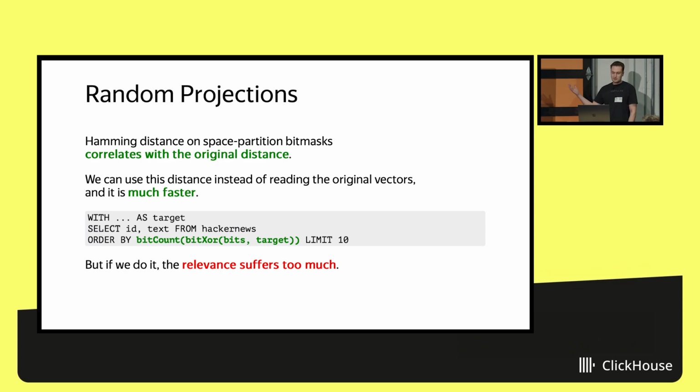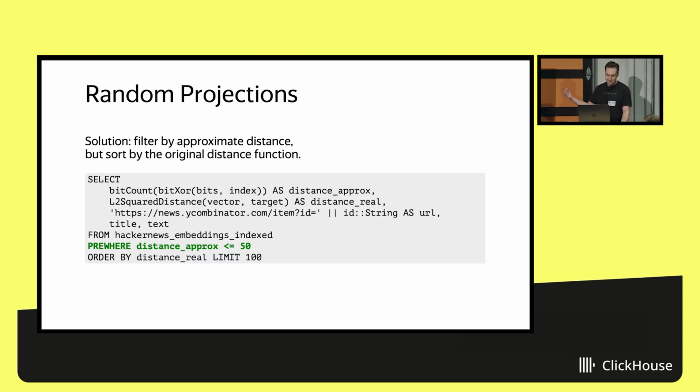And compared to the original distance, calculation of this distance is much faster because we have to compare less amount of data. But actually, I tried it and got almost nonsense results because the relevance was not there. It was much worse than with the original distance. But actually, I can still use this index in a very interesting way.